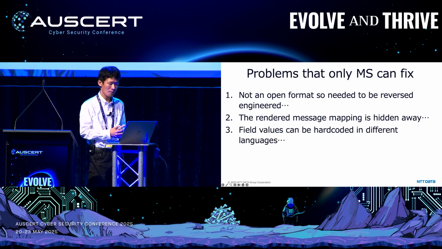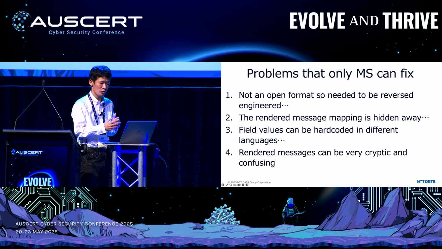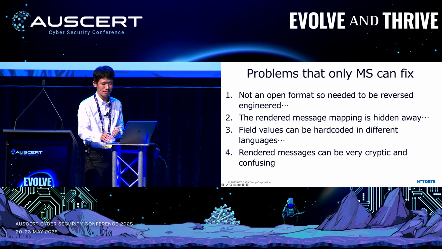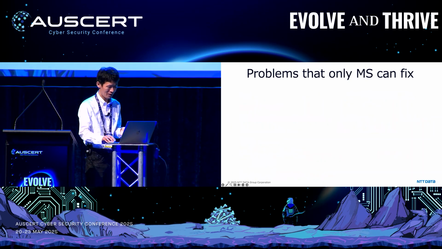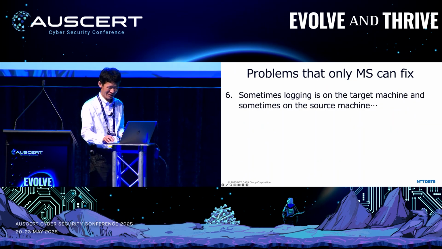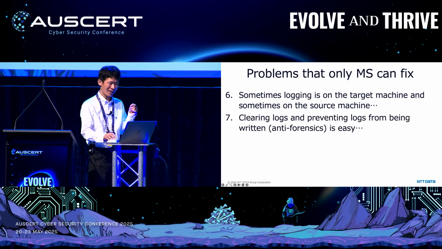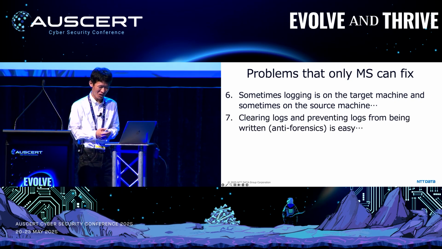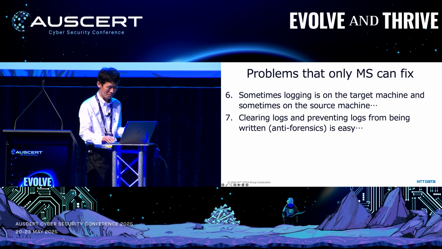Field values can be hard-coded in different languages. Rendered messages can be very cryptic and confusing. And also, event IDs are not unique. Sometimes logging is on the target machine and sometimes on the source machine. Clearing logs and preventing logs from being written is easy.